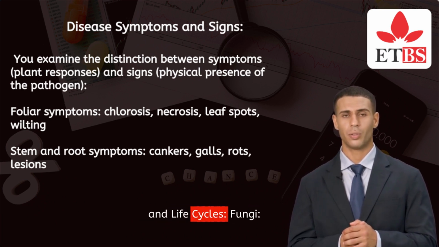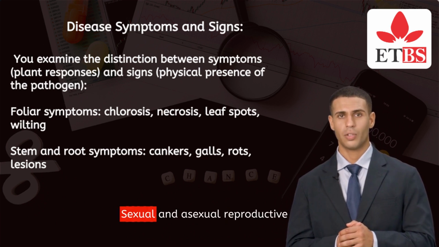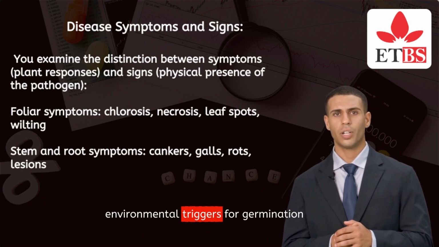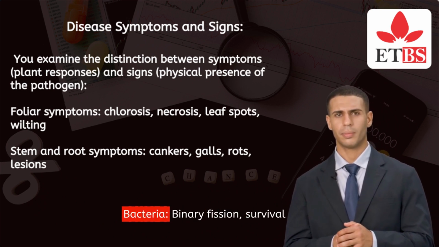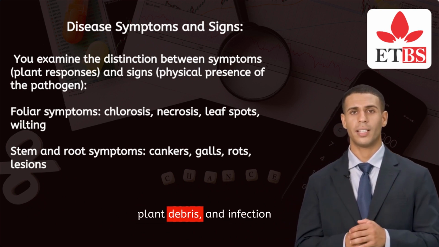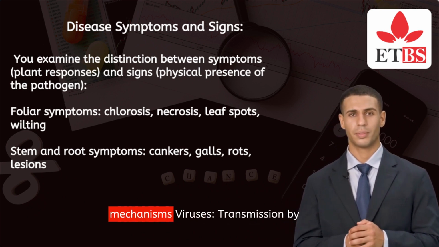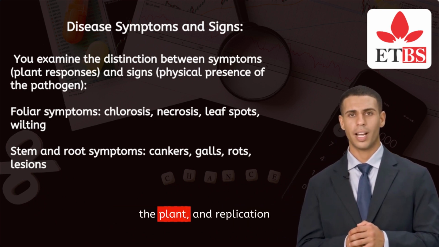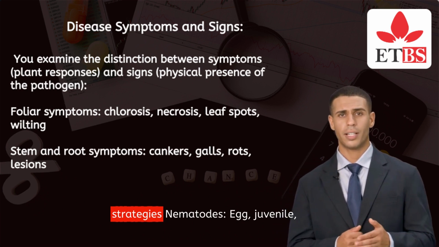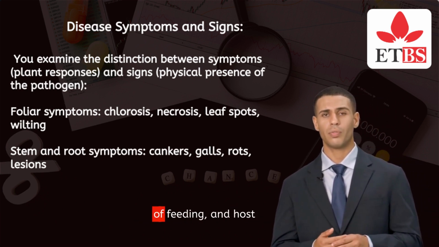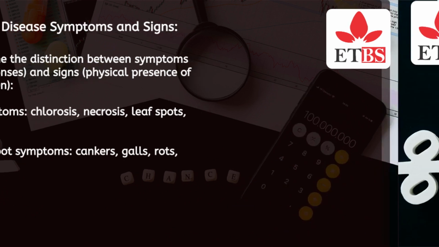Pathogen biology and life cycles. Fungi: sexual and asexual reproductive cycles, spore types, and environmental triggers for germination. Bacteria: binary fission, survival in soil, water, or plant debris, and infection mechanisms. Viruses: transmission by vectors, systemic movement within the plant, and replication strategies. Nematodes: egg, juvenile, and adult stages, modes of feeding, and host specificity.